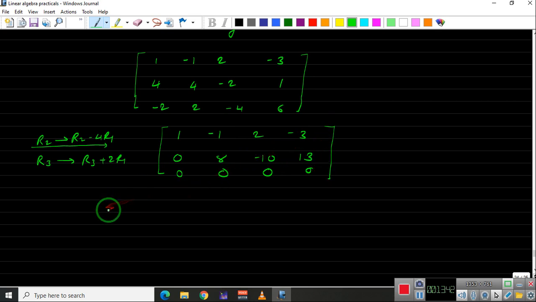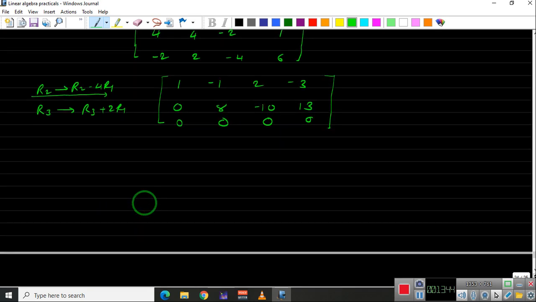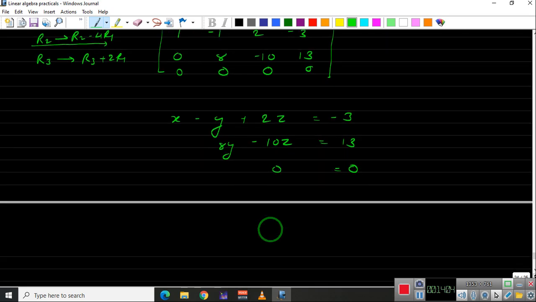Okay, and hence the system we will get is x minus y plus 2z equals minus 3, 8y minus 10z equals 13, and 0 equals 0. That means we had a system of 3 equations, 3 unknowns, but this is always true, right? 0 is always equal to 0. That means we now have 2 equations, 3 unknowns, and for that we can get the parameterization.